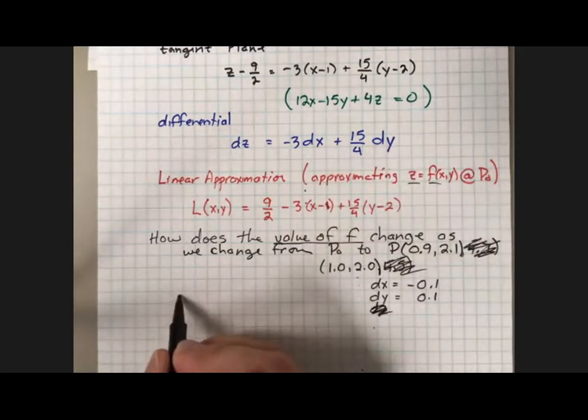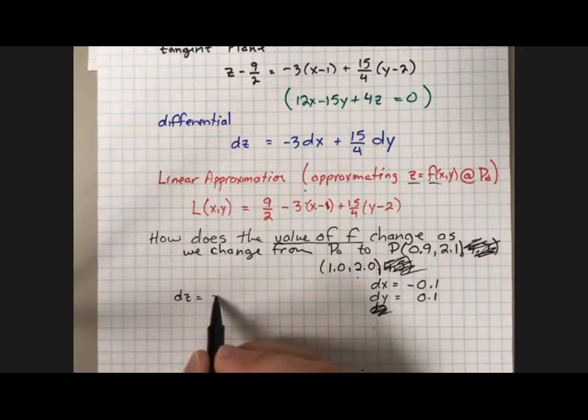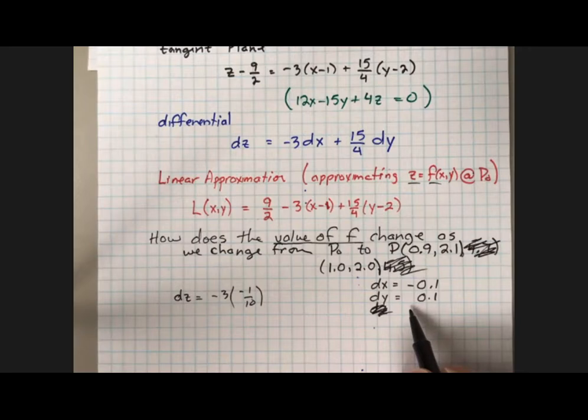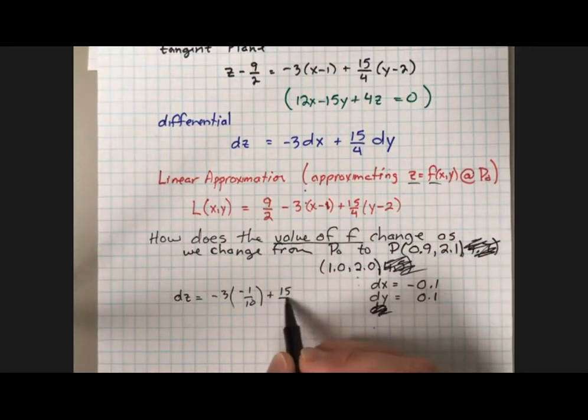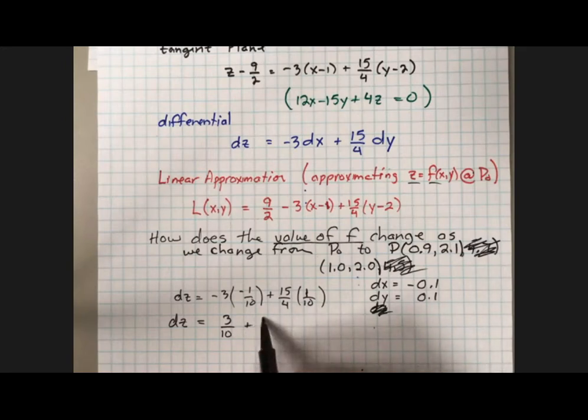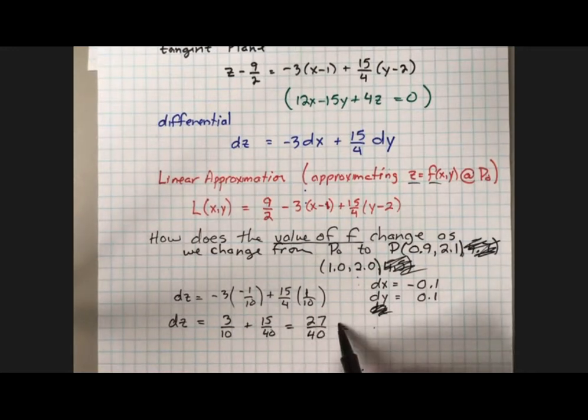Well, that's a quick and dirty differential. Minus 3 times minus 1/10 and plus 15/4 times 1/10. This estimates how much that function changes. This is 3/10 plus 15/40. And if we get common denominator here, multiply by 4 and 4, 12, 15, 27/40. And 27/40, we could estimate, is a number, I'm going to say 2.5.